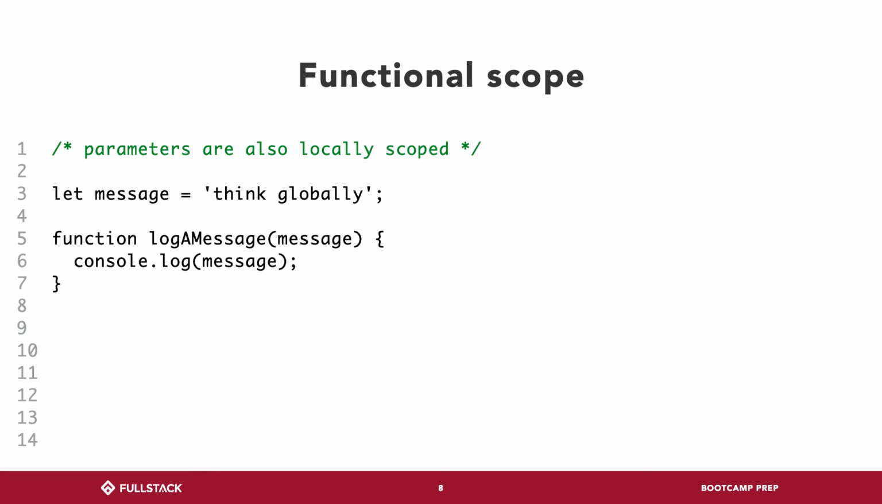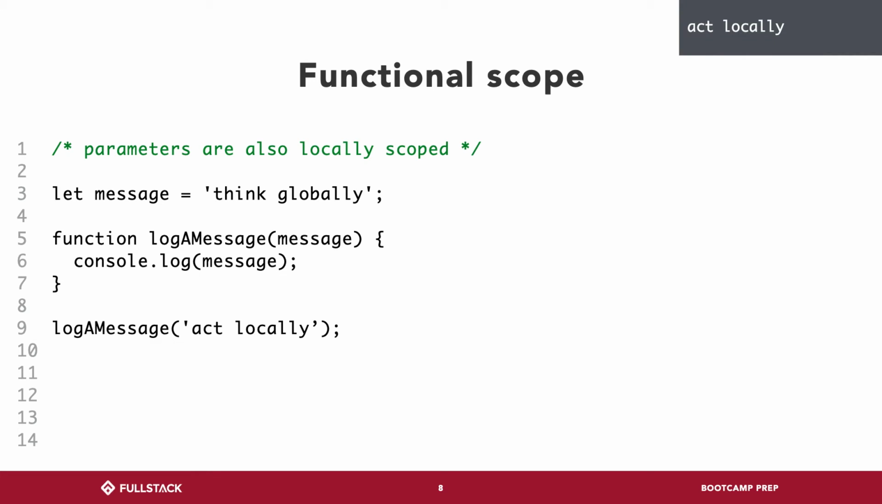Parameters are also locally scoped, okay? So you might think that this would log out. However, the parameter is here, and it's called message. We don't have to look to the global scope because we found what we're looking for already in the parameter, okay? And since we pass in act locally, we get act locally. I showed you guys an example of this, right?